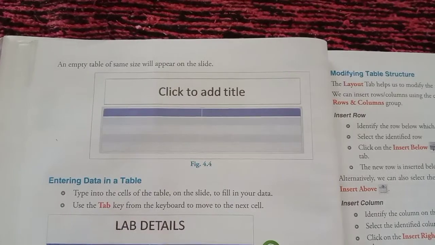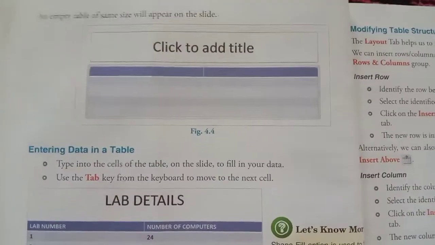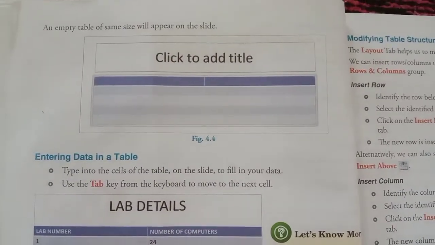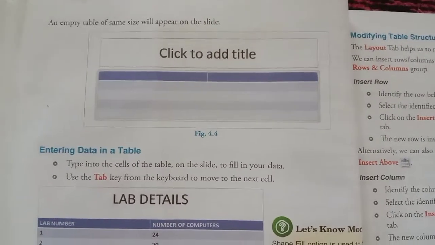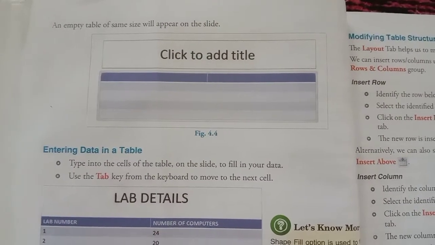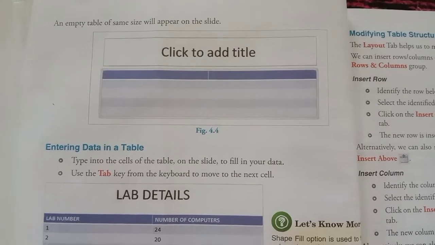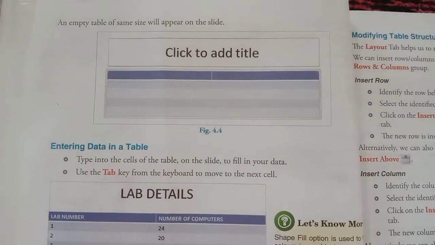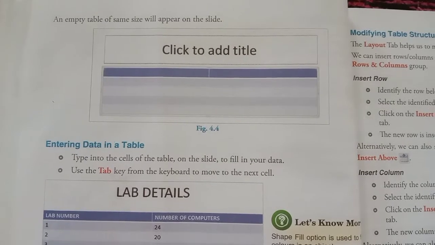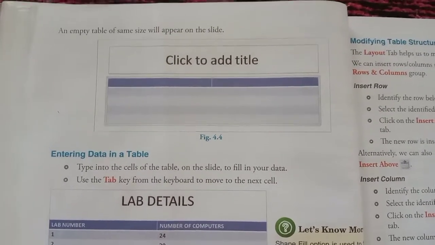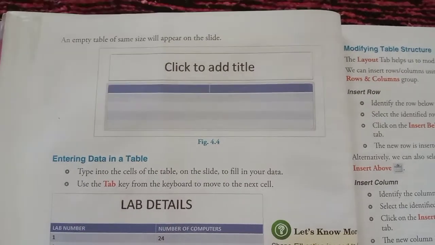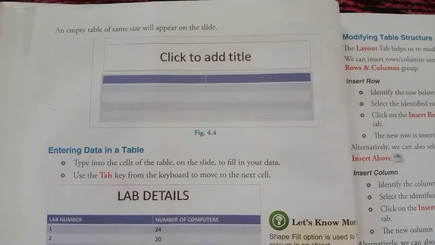Use the Tab key. You have to use the Tab key on the keyboard to move to the next cell. If you want to move your cursor from one cell to the next cell, not through the arrow key but through the Tab key, you have to go to the next cell, right? This is the process of entering data in a table. And after that, Table Tools.